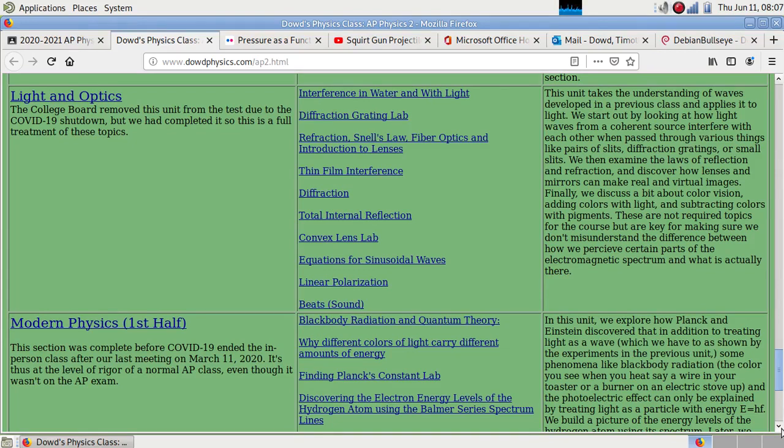And we basically build on the waves you've learned in previous classes, sound waves and things like that. And I recognize for this year that you didn't get a full treatment of that, if any treatment, depending on what class you were in. So we'll talk a little bit about sound waves and things like that as well for this year.